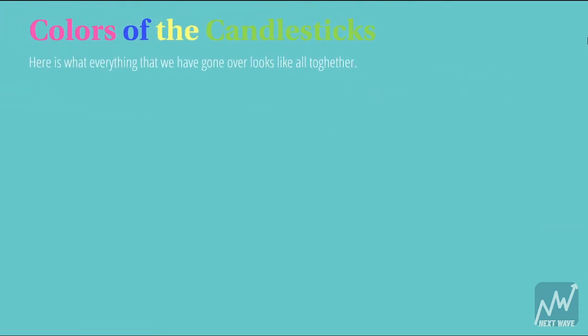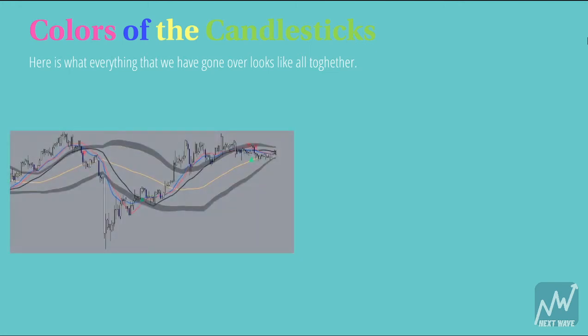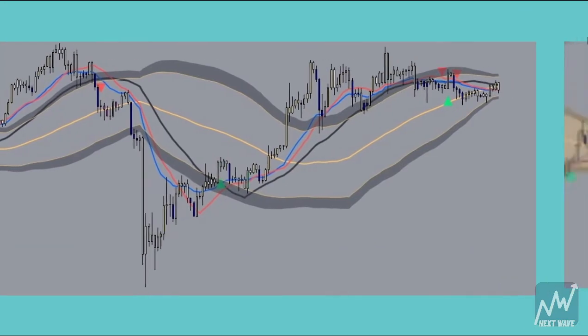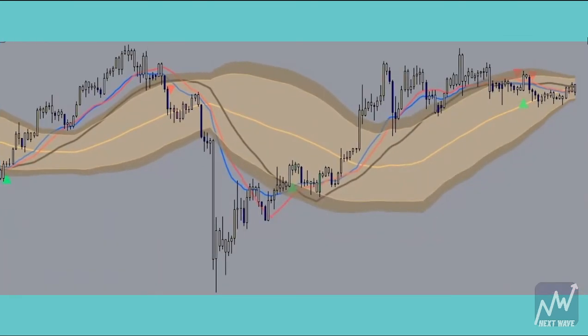Now, here is what everything that we have gone over looks like all together. Here it is without the band, as I like to have it. And this is what it looks like with the band. Some people like it this way. I personally do not.